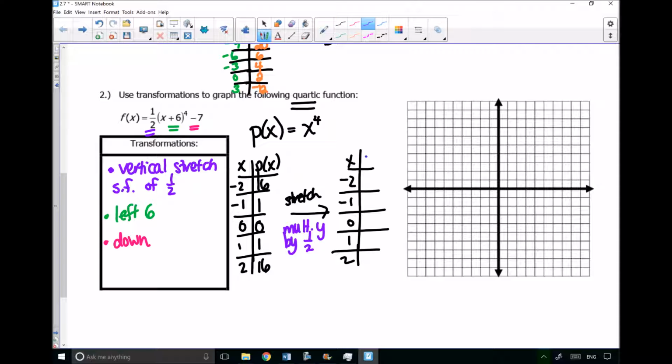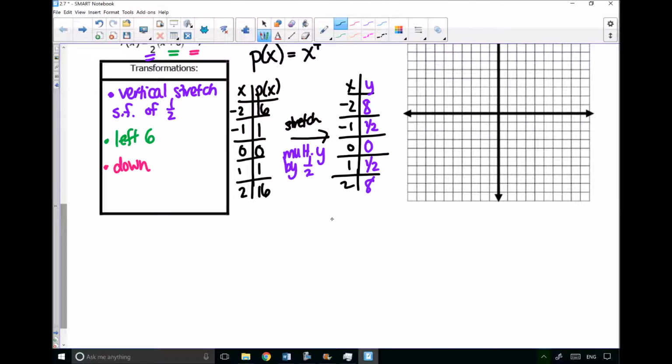So 16 becomes 8, 1 becomes a half, 0 stays 0, 1 becomes a half just like before, and 16 is also going to be 8 right here. Okay, and then the next thing I need to do is my shifts. So let's go ahead and figure out what our shifts are going to look like. So right here in my shifts, I've got x here, I've got y here, and I'm going to have 5 points again, but this time it's going to bring me to my final answer.